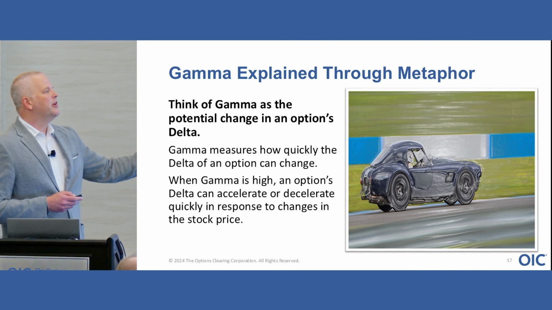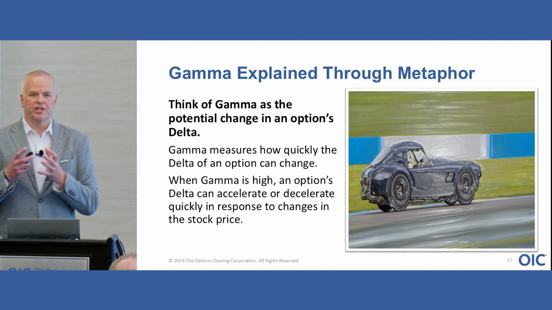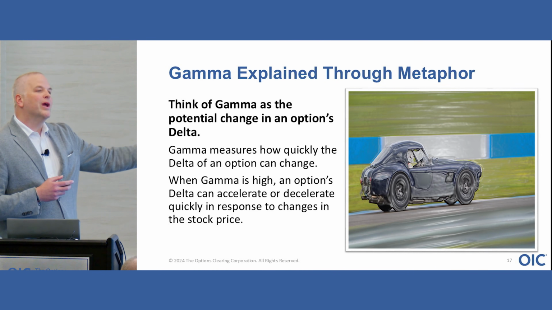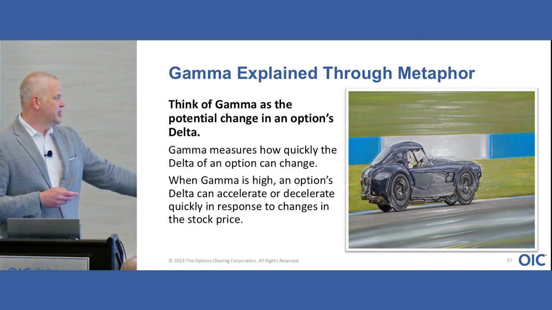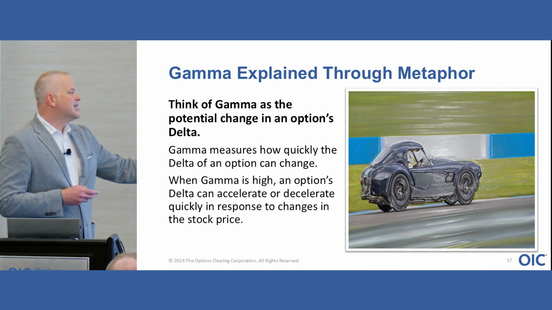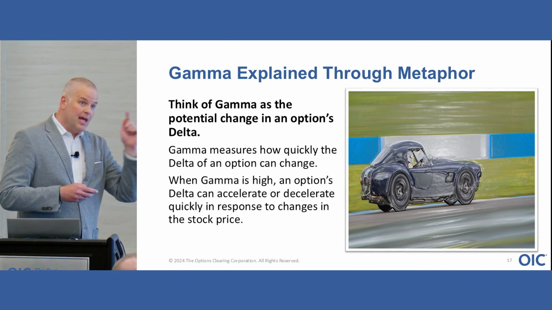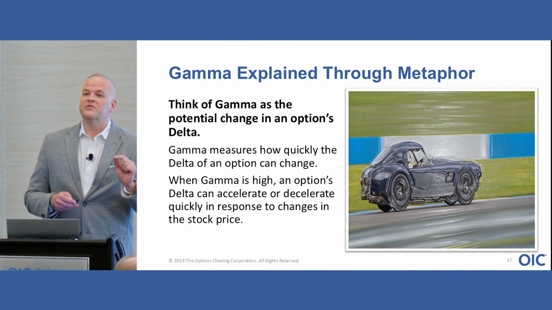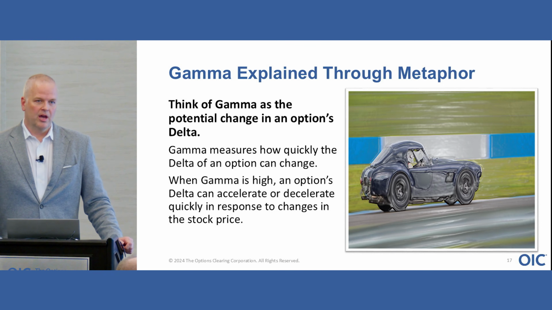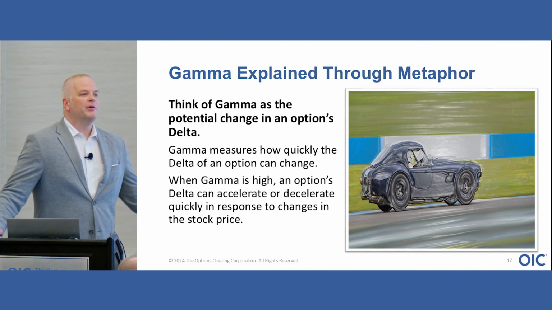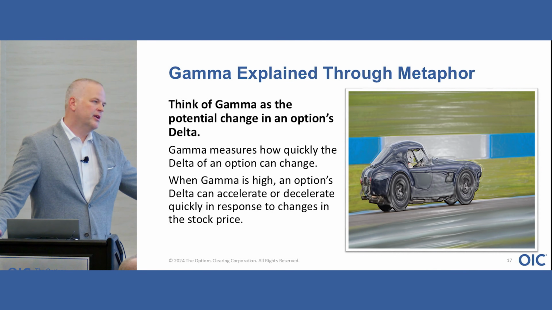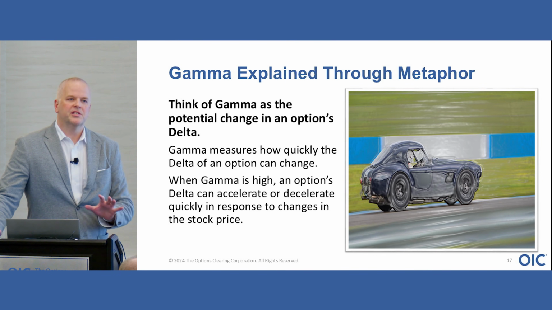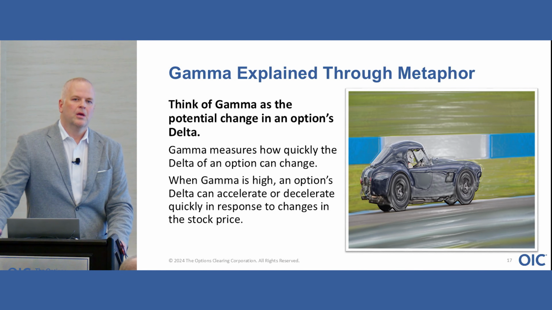Let's think about gamma as a metaphor instead of using a bunch of math. Like I said before, I want you to think about it as potential energy, potential change within the option. Gamma measures how quickly the delta of your option is going to change. And when gamma is high, an option's delta can accelerate or decelerate very quickly relative to that same $1 move in underlying.